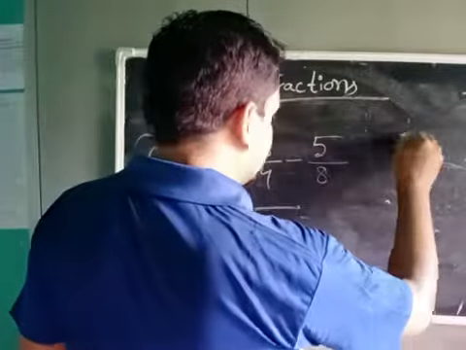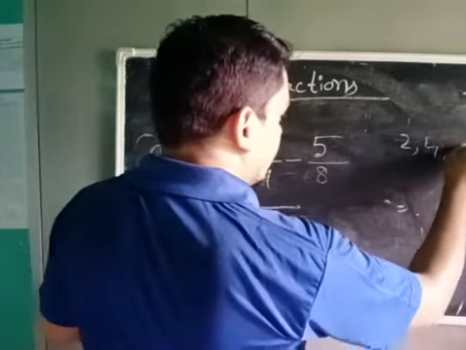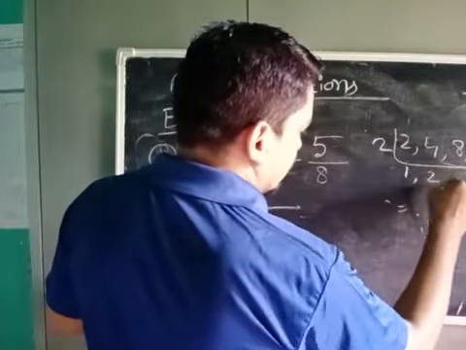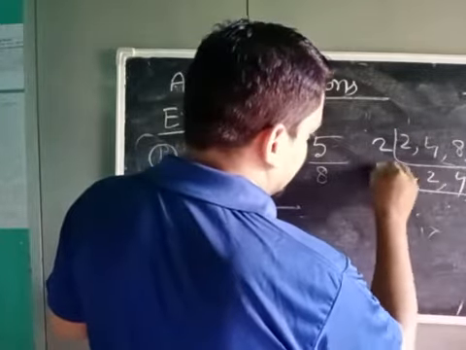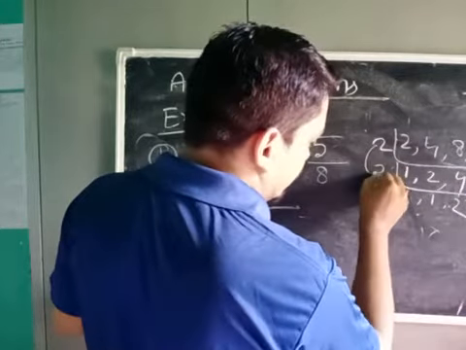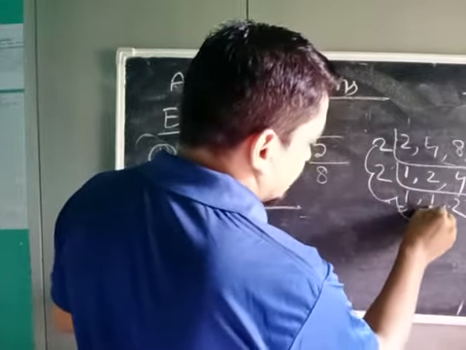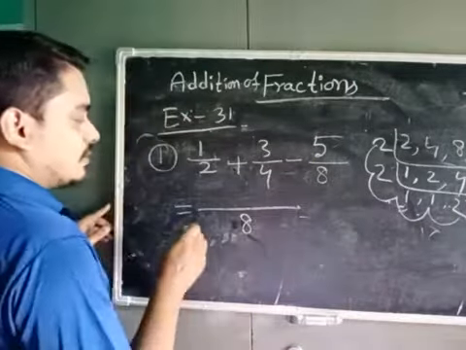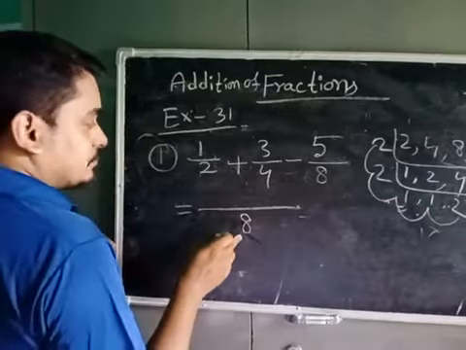So how to find out the LCM? 2, 4 and 8 we have. So by 2 we can divide. 2 1 is 2, 2 2 are 4, 2 4 are 8. Again we can divide by 2. 1, 2. So LCM will be 2 2 are 4, 4 1 is 4, 4 1 is 4, 4 2 are 8. So what do we have? We have 8. Understand? So now we have to divide this one by 2.